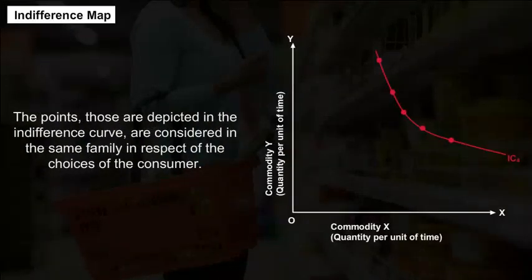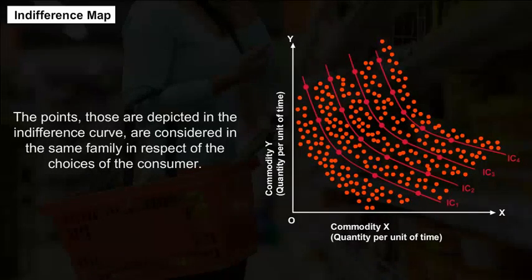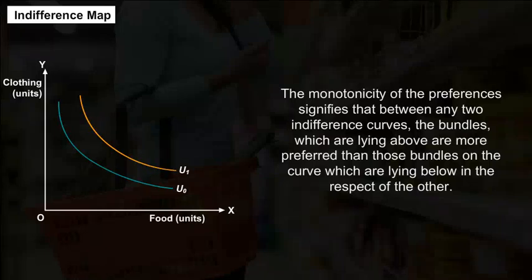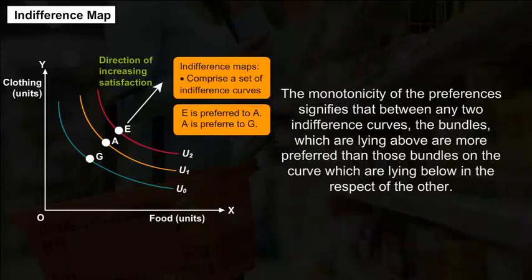Indifference map. The points depicted on an indifference curve are considered to be in the same family with respect to the choices of the consumer. The monotonicity of preferences signifies that between any two indifference curves, the bundles lying above are more preferred than the bundles on the curve lying below.